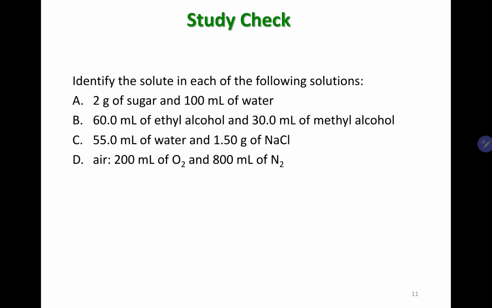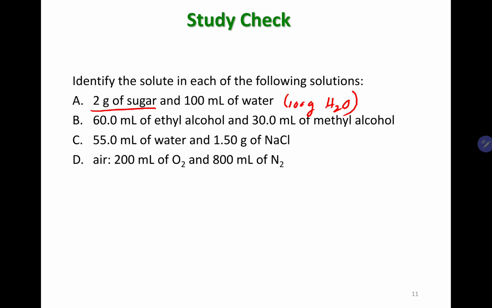A, you have 2 grams of sugar in 100 milliliters of water. Of course, 100 milliliters of water means you have 100 grams of water. Why? Because each milliliter of water is 1 gram. So you have 2 grams of sugar and 100 grams of water. So of course, water is the overwhelming majority in this solution. So therefore, water will be your solvent, and therefore sugar will be your solute, the minor component.